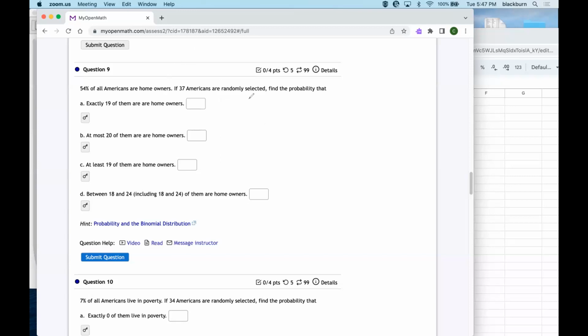So this is a binomial distribution. The way we write it is, X is a binomial distribution, where n is the number of trials and p is the probability of success. So in our example, I have a binomial distribution with 37 trials and probability of success 0.54. That's the distribution we're dealing with. Exactly 19 are homeowners, so we're being asked, what is the probability that X equals 19?